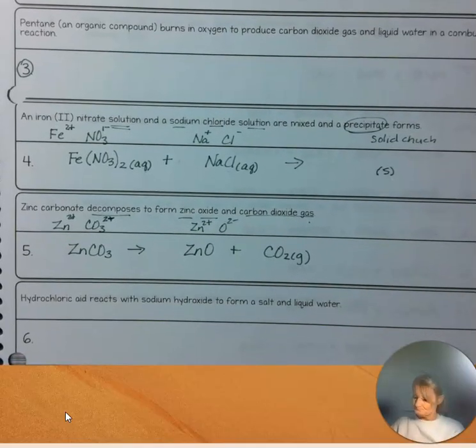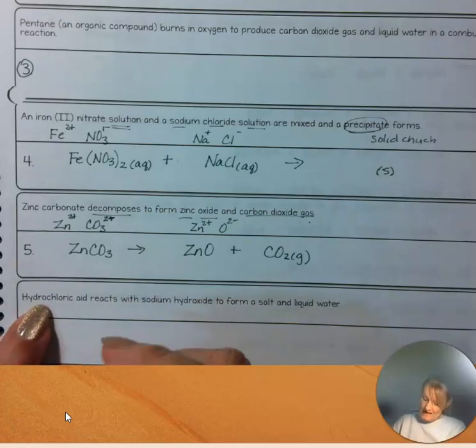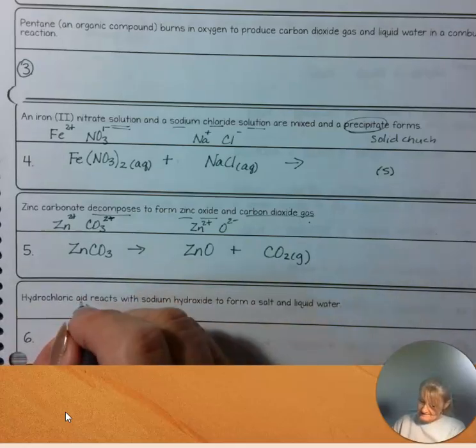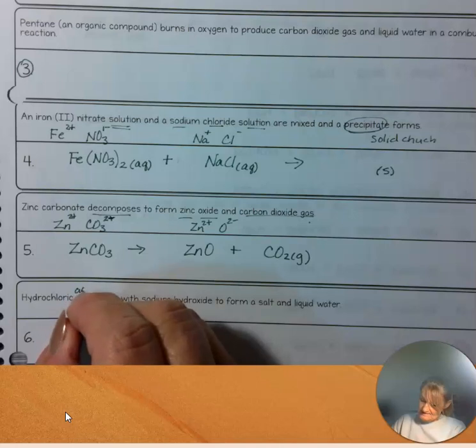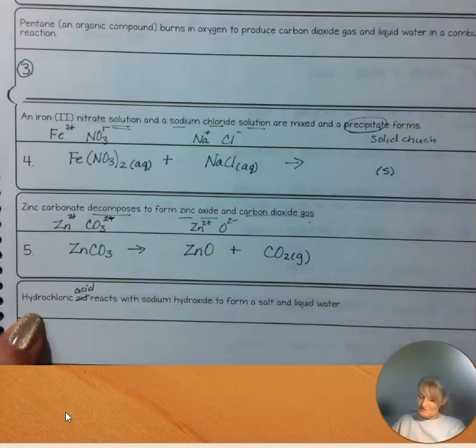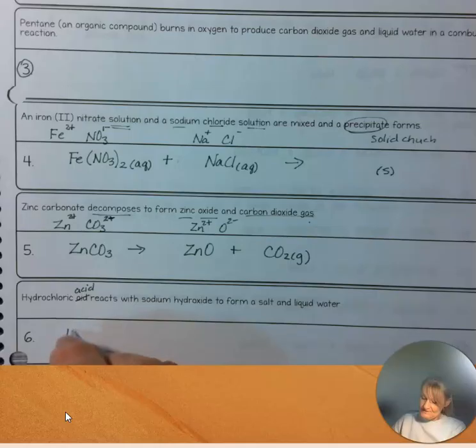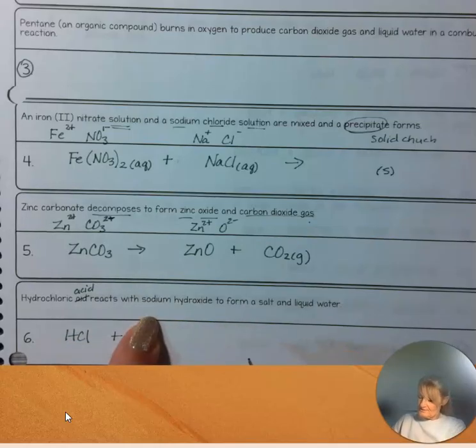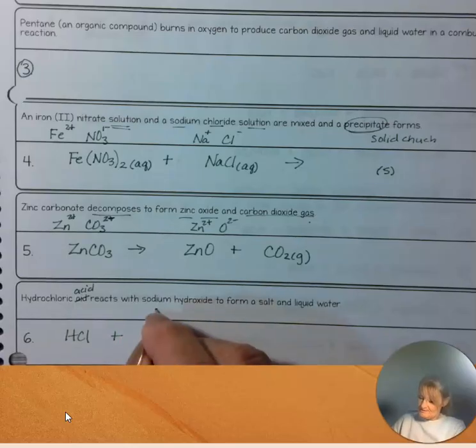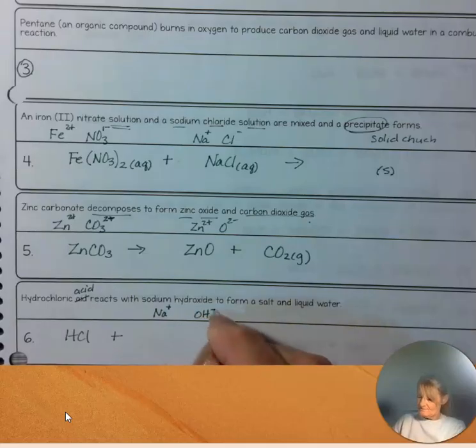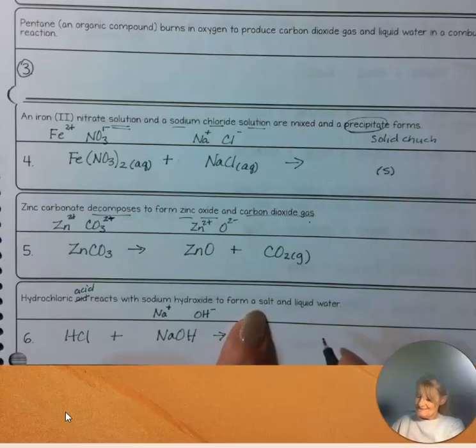Okay, let's try the next one. Hydrochloric acid, A-C-I-D. Remember I gave you that on the front page, HCl. It's going to react with sodium hydroxide. Okay, look those up. So NaOH to form a salt.